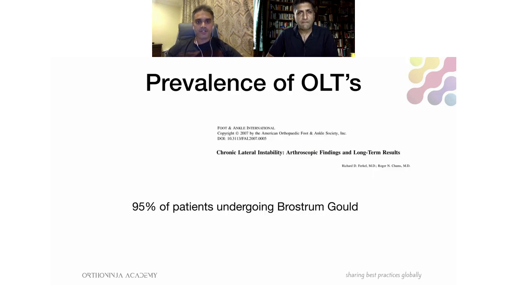And finally, Richard Ferkel showed that 95% of patients who are undergoing a Brostrom Gould repair tend to have osteochondral lesions. Now, in my practice, I've not found such a large number because I routinely scope all my ligaments before repairing them. But there is a significant amount of patients who will have OLTs, which we may miss, and this might cause ongoing issues.